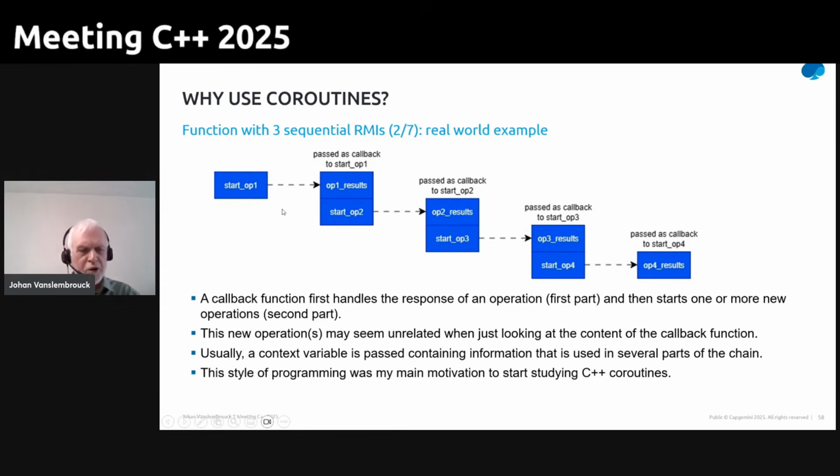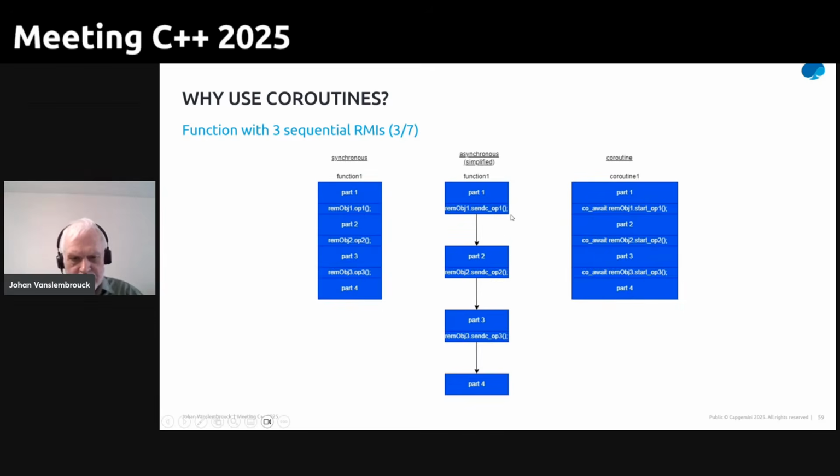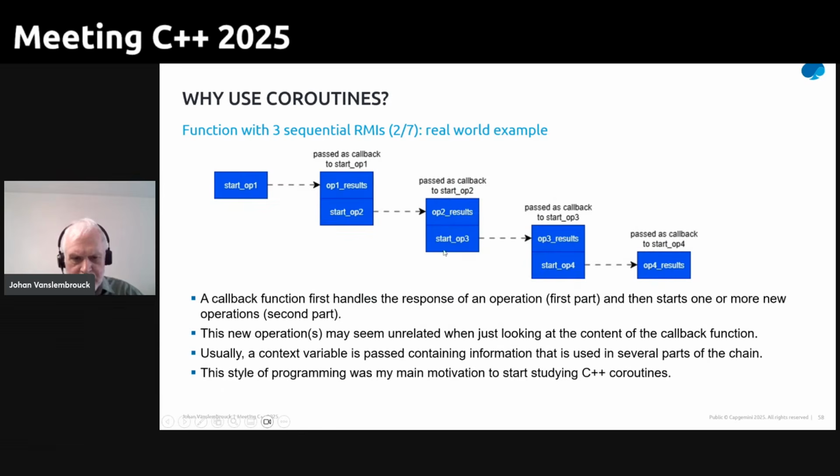So you have a start operation 1, and then you're going to pass to start operation 1 this as callback. So this function is first going to handle the results of operation 1 and then start operation 2. It's going to be passed this here as callback. The callback is first going to handle the operation 2 results and then start operation 3.